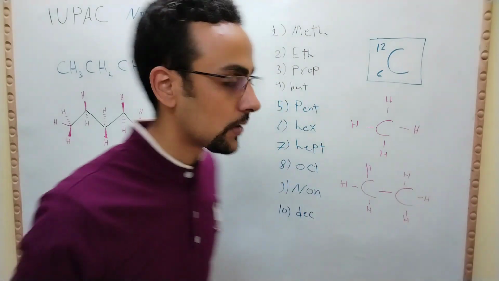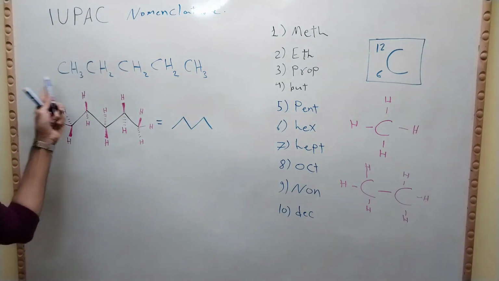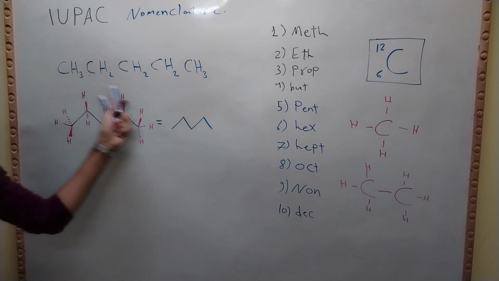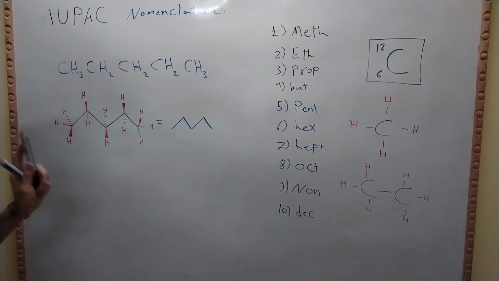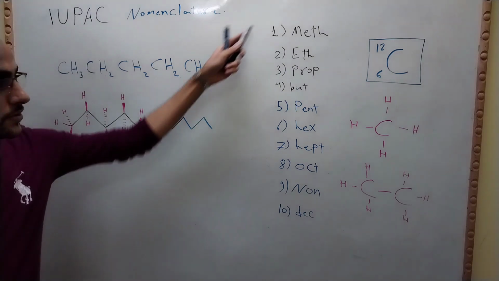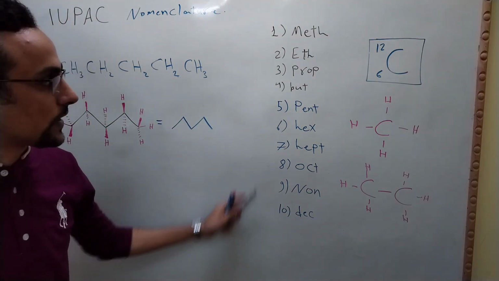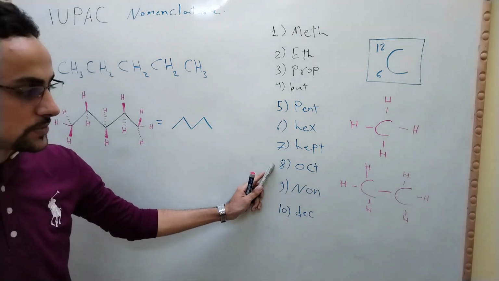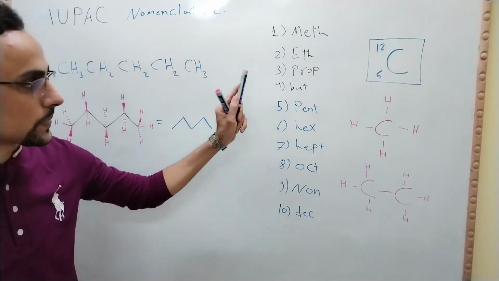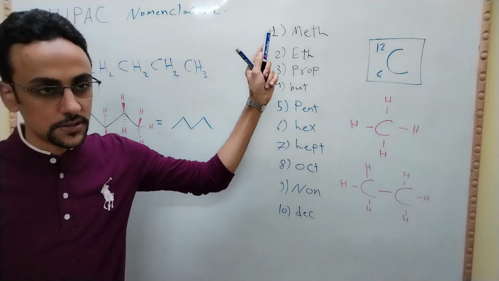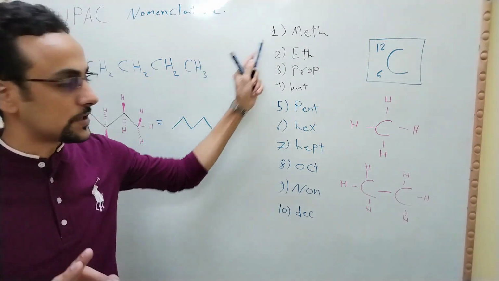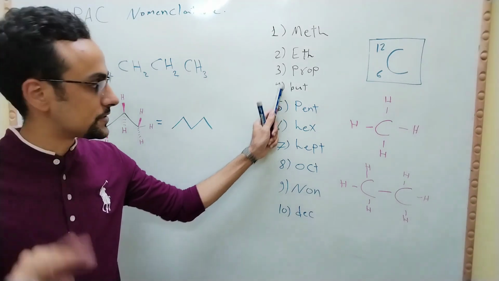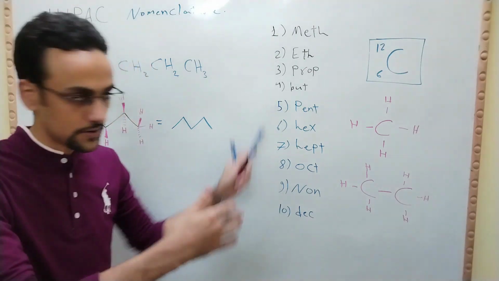So, for example, we have this constitutional name. We have 1, 2, 3, 4, 5 carbons. Okay, how do we name this molecule? We name it according to these names. We have meth, eth, prop, but, pent, hex, hept, oct, non, dec. So, meth is molecules that contain 1 carbon, eth 2 carbons, prop 3 carbons, and but 4 carbons, and so on.